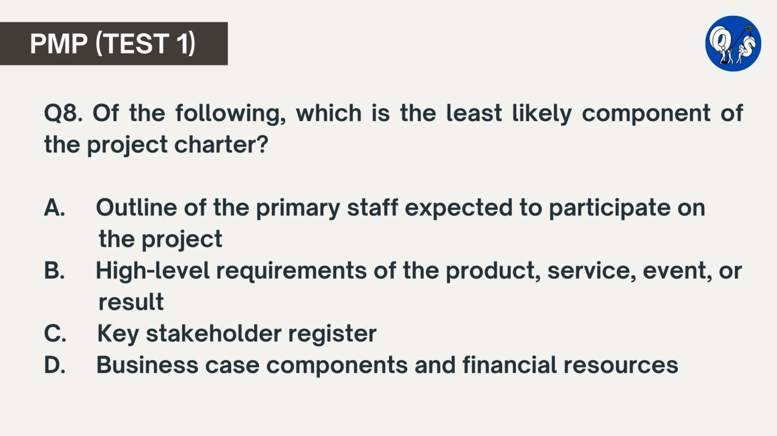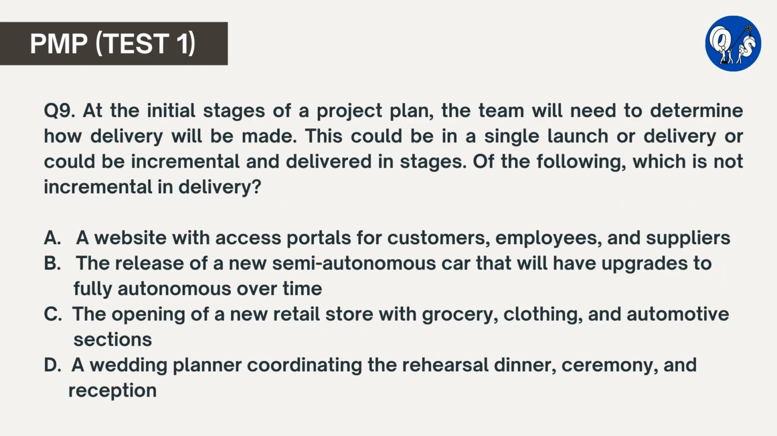Outline of the primary staff expected to participate on the project. The project charter may include components from the business case, success criteria, high-level requirements, project description, overall risks known, financial resources defined, key stakeholder register, approval requirements, and exit requirements, among other things. It will not include a defined list of staff at this point, but might have a few recommendations in the stakeholder register.